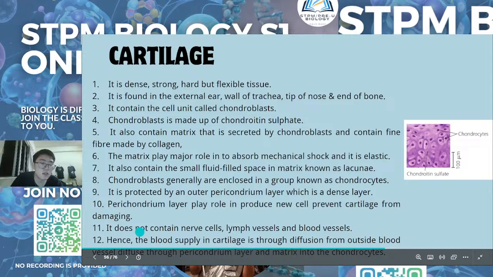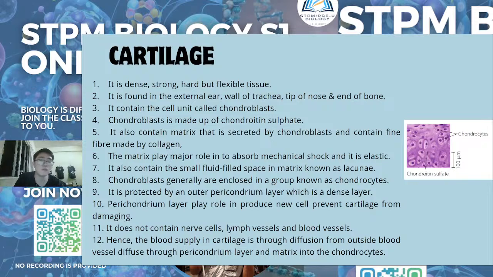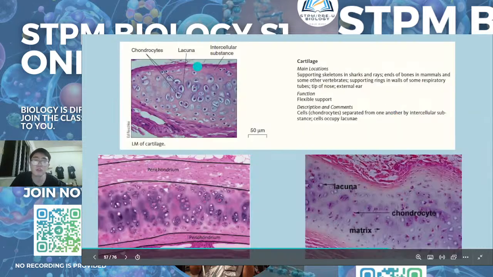elastic. Okay, so and then the main difference compared to the bone is it does not contain any nerve cells, lymphatic vessel and also blood vessel. Dia tak perlu ini semua. So if it does not contain all of these transport systems, how can the cartilage get its blood supply? So normally the nutrients obtained by the cartilage are through diffusion lah. So the blood vessel is located at the outside. Dia akan locate sangat jauh lah.